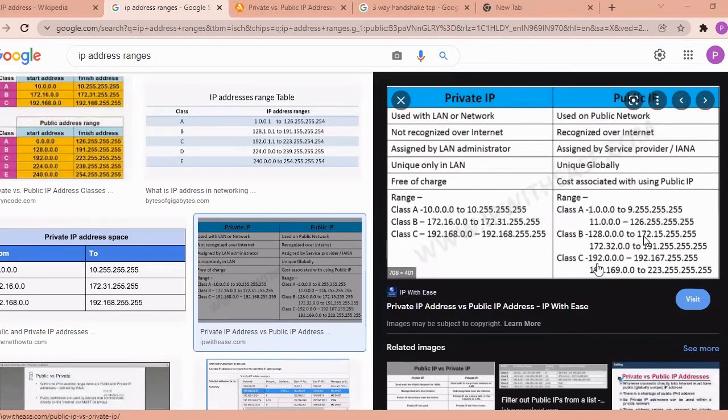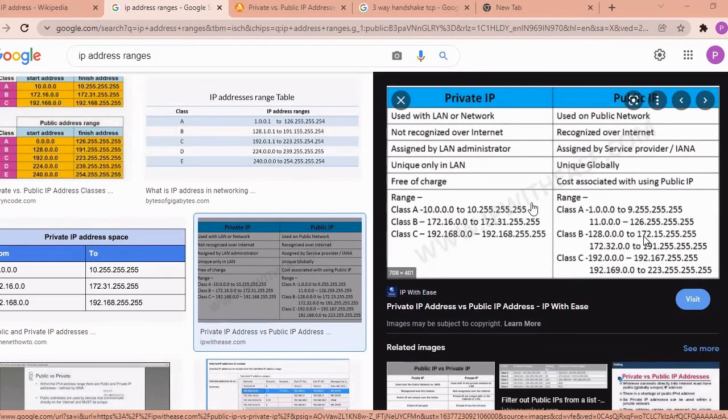Again for class C, it's starting from 192.0.0 to 192.167. So it ends at 167, and you can see here private IP addresses start from 168. So the whole 168 range is assigned to private, and the rest again is assigned to class C. So these are the only ones utilized. Class D and class E you can say are reserved. Class D is multicast network, and class E is reserved for future use.